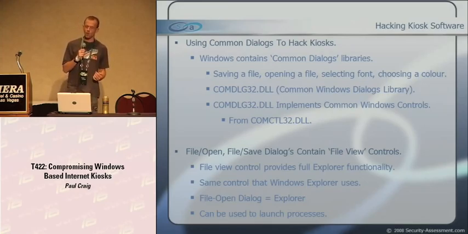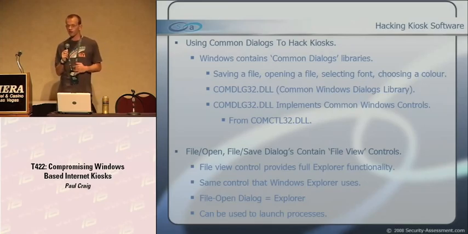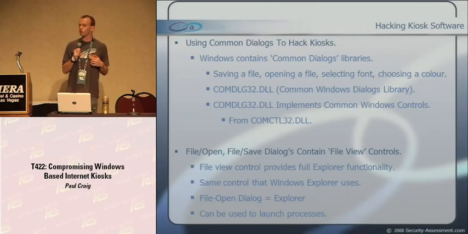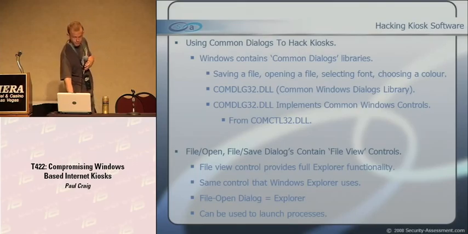Now, the file open and file save dialogs contain what's called the file view control. This is the same control that Windows Explorer uses. The file view control provides full Explorer functionality. So essentially, a file open dialog equals Explorer, because it's the same control being used. And we can use that to launch processes.